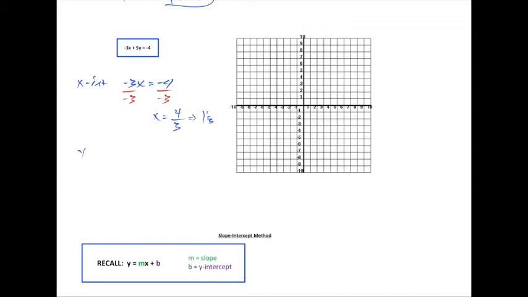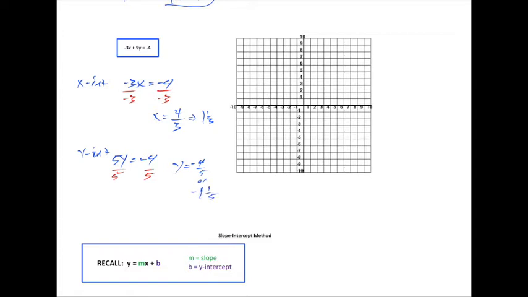Now let's do the y-intercept, and therefore we set x equal to 0, so then we're going to have 5y equals negative 4. Divide both sides by 5. And we get y equals negative 4/5.